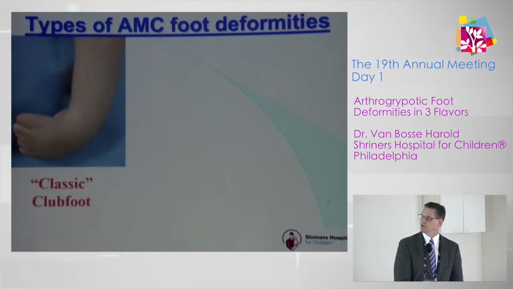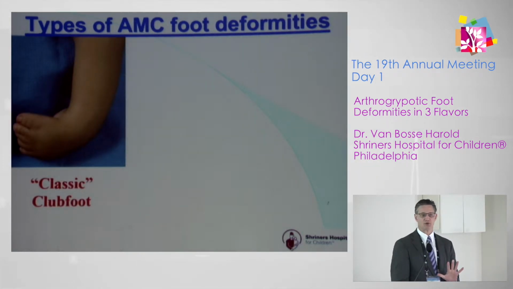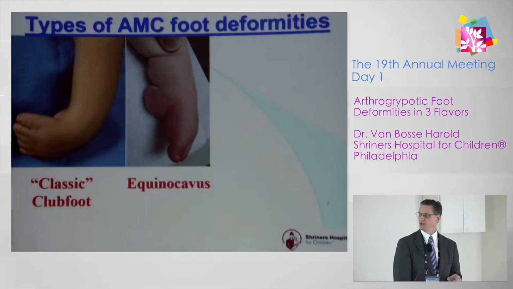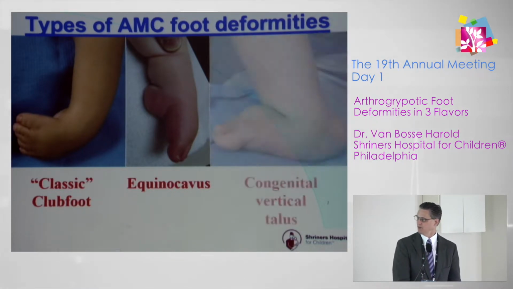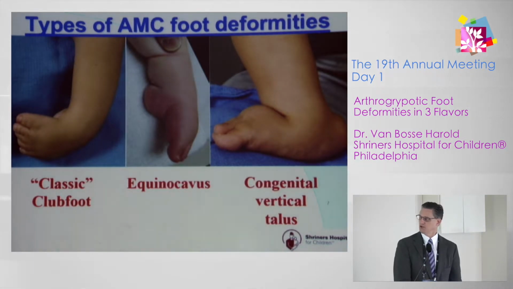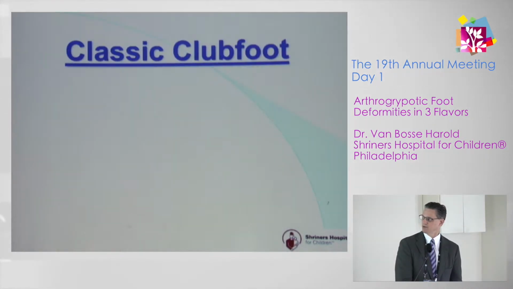So what we've learned. First thing is, I look at it as there's 2 types of club feet. There's the classic talus equinovarus club foot that we have over on the left here. And then we started to realize that there's another kind of club foot variant that we call the equinocavus foot. That's in the middle. And of course, the congenital vertical talus. So these are the 3 types of foot deformities we're going to talk about today.